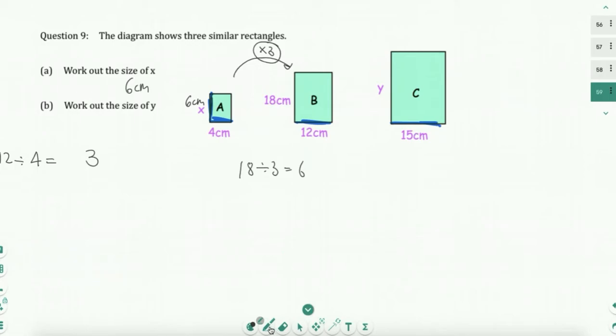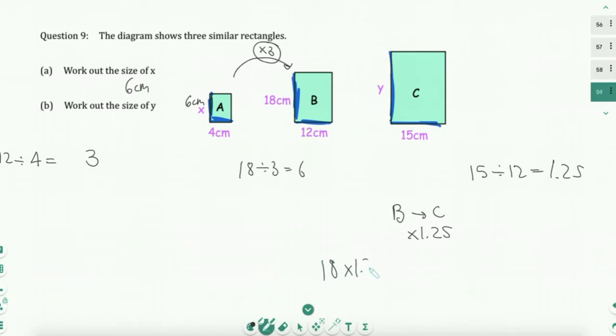So how do I get from 12 to 15? Remember guys, just divide. 15 divided by 12 is, I think, 1.25 if I'm not mistaken. So our scale factor from B to C is times 1.25. Now, since I have this length, 18, and I'm getting bigger, I'll simply multiply 18 by 1.25, which is going to be 22.5. And that's our answer for Y.